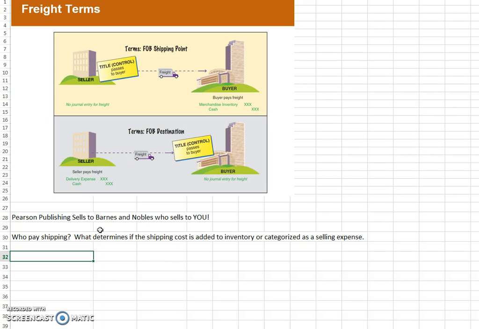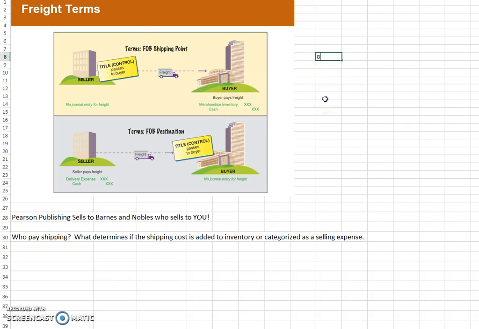If we have FOB Shipping Point, that means that when Pearson shipped it to Barnes & Noble, it changed hands at the shipping point, which means that the whole time it traveled to Barnes & Noble, it belonged to Barnes & Noble, which means that they paid the shipping. So an easier way to remember that is FOB Shipping Point means that the buyer pays.